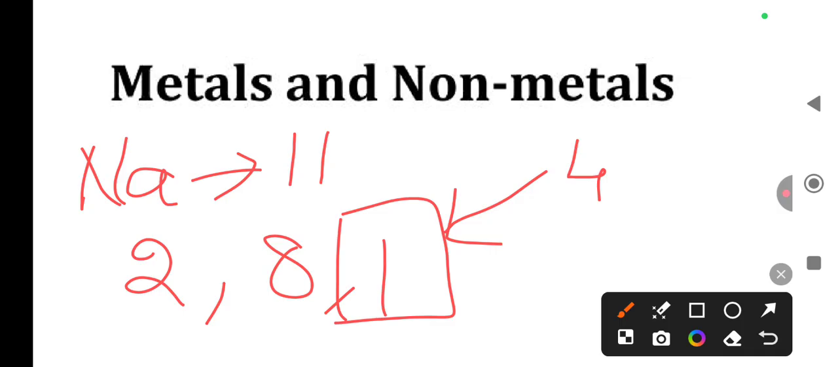So why does it carry the positive charge? Because electrons carry negative charge. Okay, if you remove electrons, then what will be left behind? It is positive. That's why sodium carries positive charge. So now non-metals. What are non-metals? Those which carry negative charge.